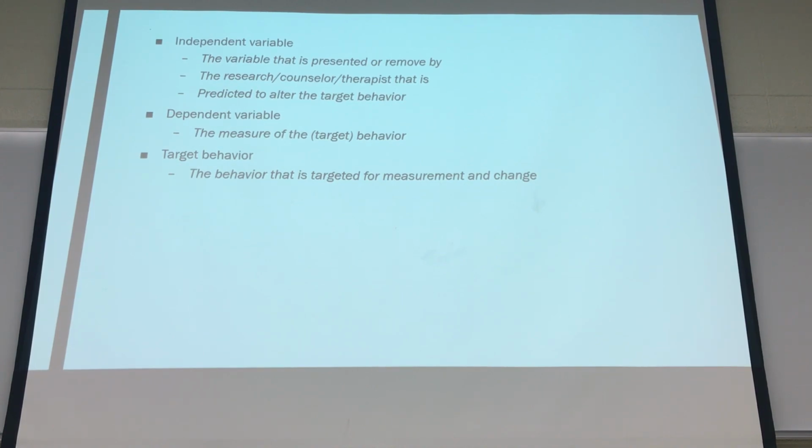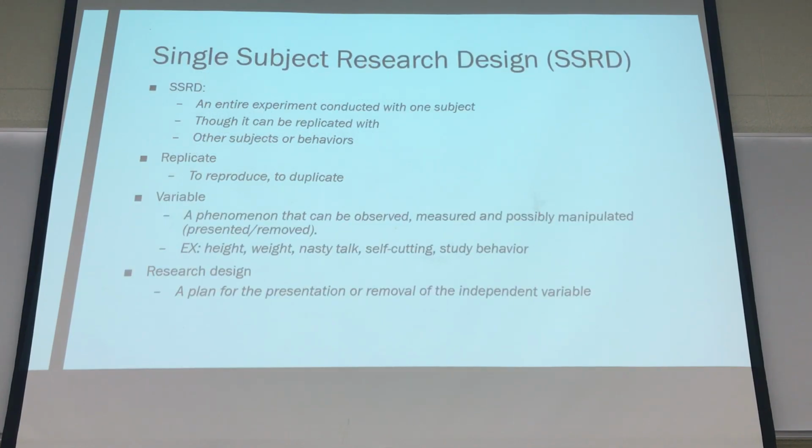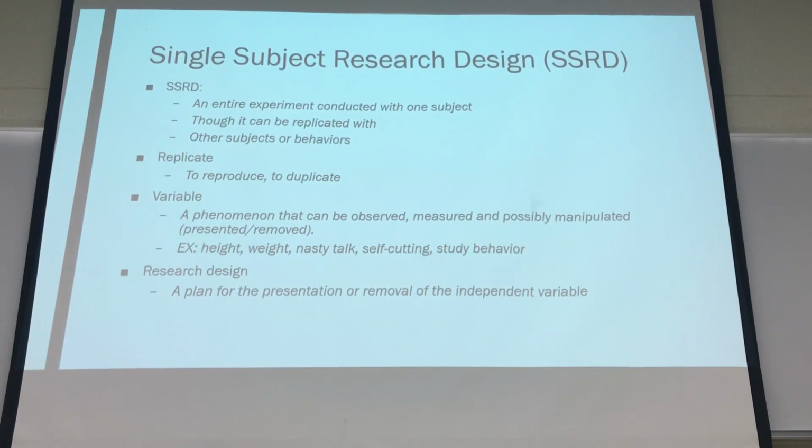Okay? So I'm just going to go back. So let's look at variable once again, and we'll talk about nasty talk. Okay? We have a variable. It's a phenomenon we can measure. We know that we can't manipulate that. We're going to use other events to cause a change in that behavior. Nasty talk is an example of our dependent variable. Our intervention would be the independent variable, whatever that intervention is.